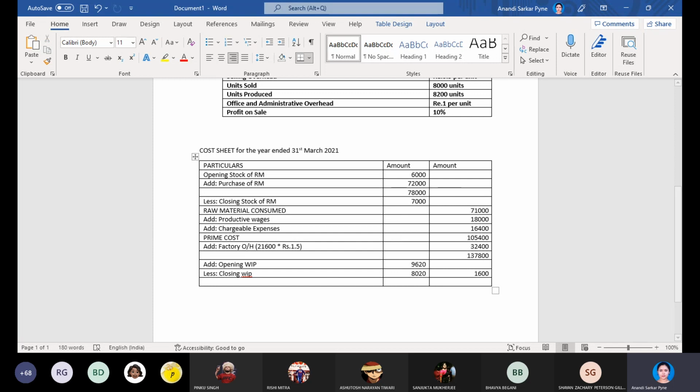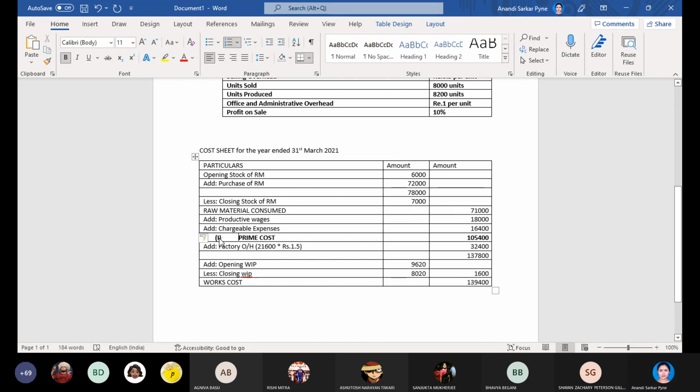If you add this, what you're getting is 1,37,800. Ma'am, 1,39,400. Yes, 1,39,400. So that is our works cost. So prime cost is 1,05,000. That is the answer to number 1, as per the question, it has been marked.